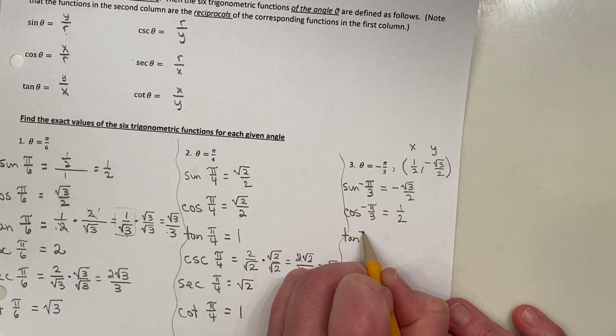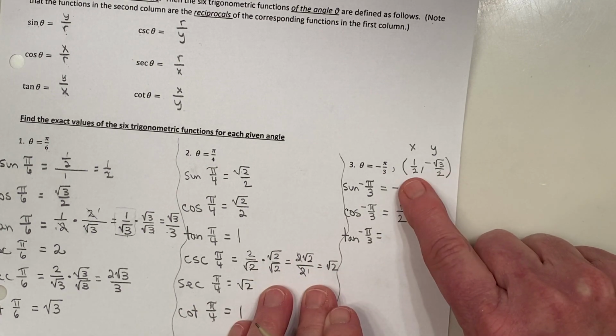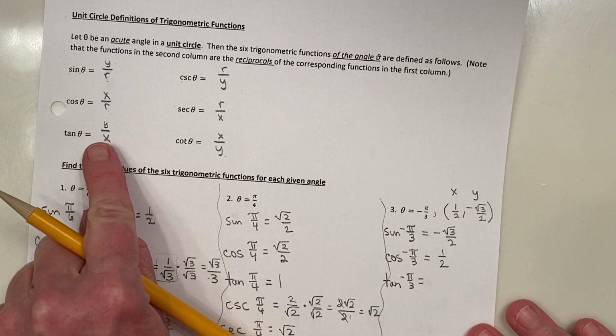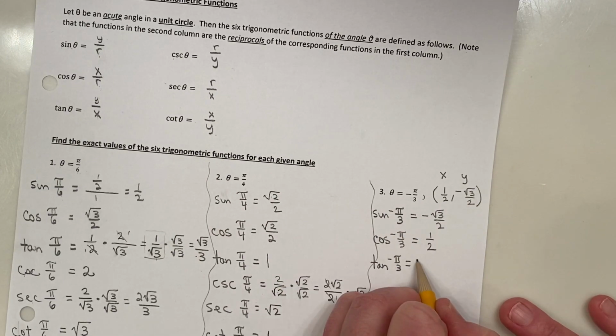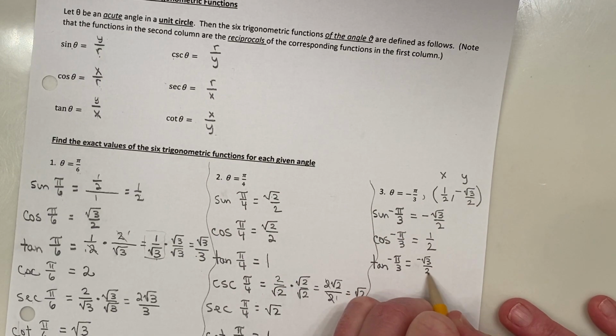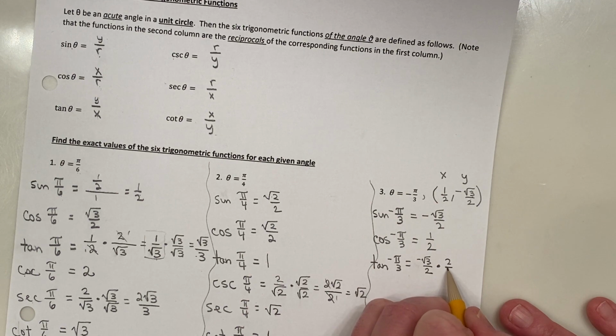What's the tangent at negative pi over 3? Well, it's y divided by x. This tangent is y divided by x. So it's going to start with the y-coordinate, record it first. I don't want to do a division. I'm going to change to multiplication, and I'm going to multiply by the reciprocal of the x-coordinate. Divide out the 2's. My answer is negative square root of 3.